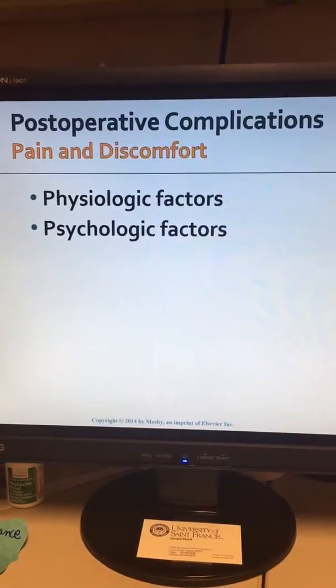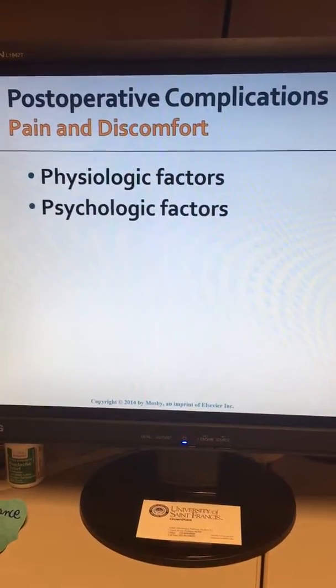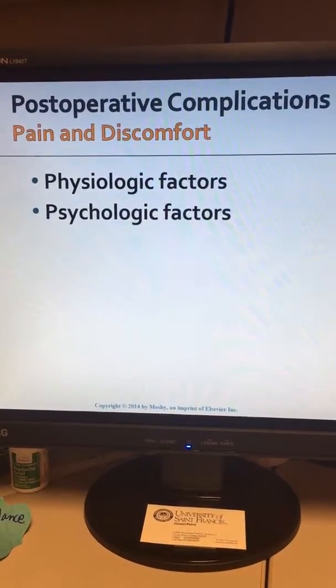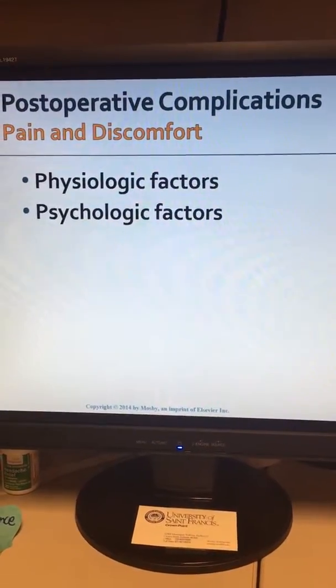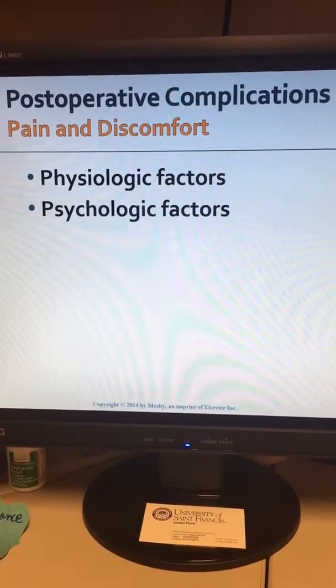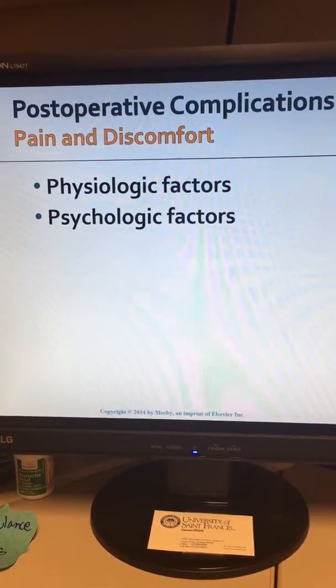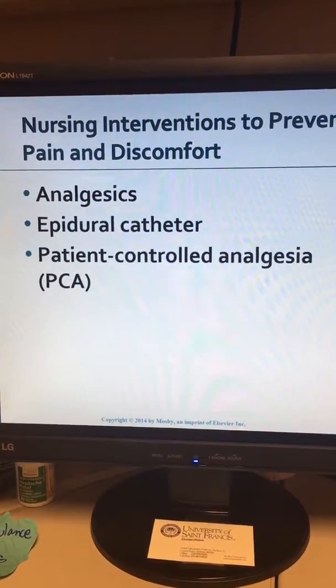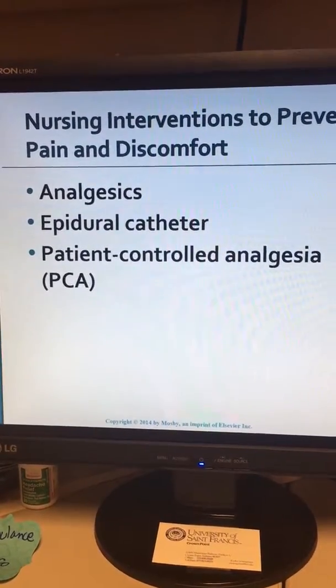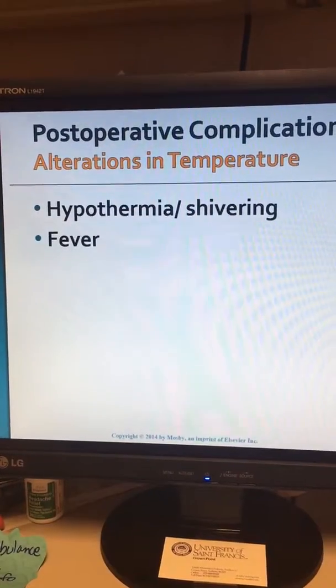Again, pain and discomfort. Remember, we talked a lot about pain and discomfort and what it can do physically and psychologically for a patient. And so they can have pain medications, oral, IV. We try not to do IM. We can do epidural catheters. We can do the PCAs, the patient-controlled analgesia. Remember, it is patient-controlled.